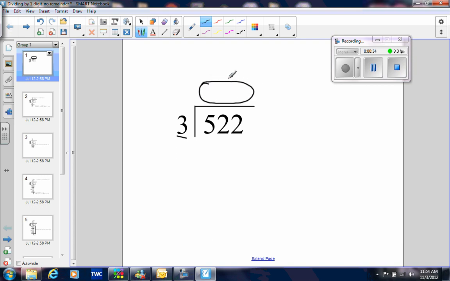So in order to do that, I start thinking about the multiples of 3. 3 times 1. If I was to put a 1 up here, I would get 3. That's pretty close to 5. If I was to put a 2 up here, I would have to have 6, and I don't quite have 6. So I'm going to end up putting 3 times 1, which is 3. So you'll see that on the next slide here.